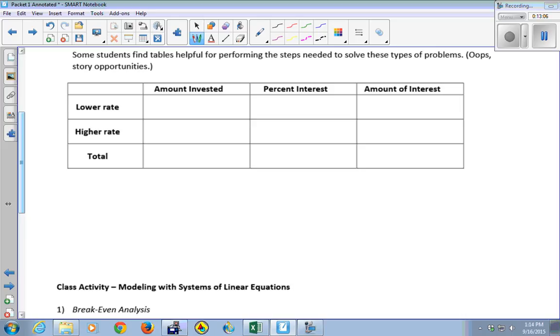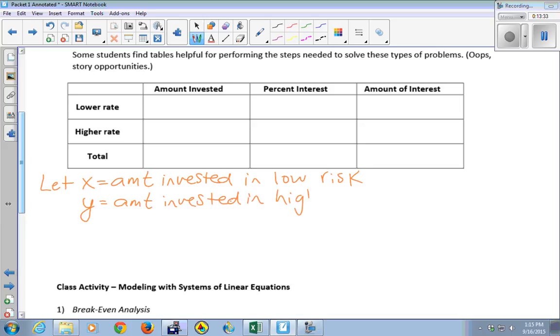Okay, we need to define some variables first, right? So we're going to have two variables. Let x be the amount invested in the low risk fund. And y, that's the other amount we're looking for. Y will be the amount invested in the high risk fund. Right, so I'm just going to put x and y into the two appropriate boxes, the amount we invest at the lower rate and the higher rate.